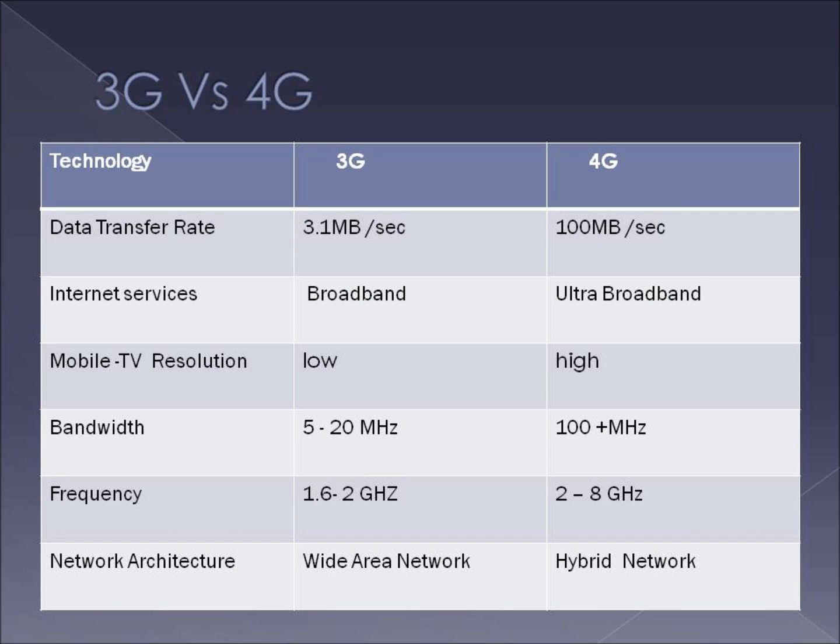Internet service and mobile TV resolution have changed a lot. We have better quality pictures on our mobile, PDA, or other handheld devices, better quality video, and gaming technology as well. It's become possible because of 4G technology. And for the network architecture, we've used wide area network for a long time. With 4G we're using hybrid technology. You can put everything together, mesh together, and come out with 4G.